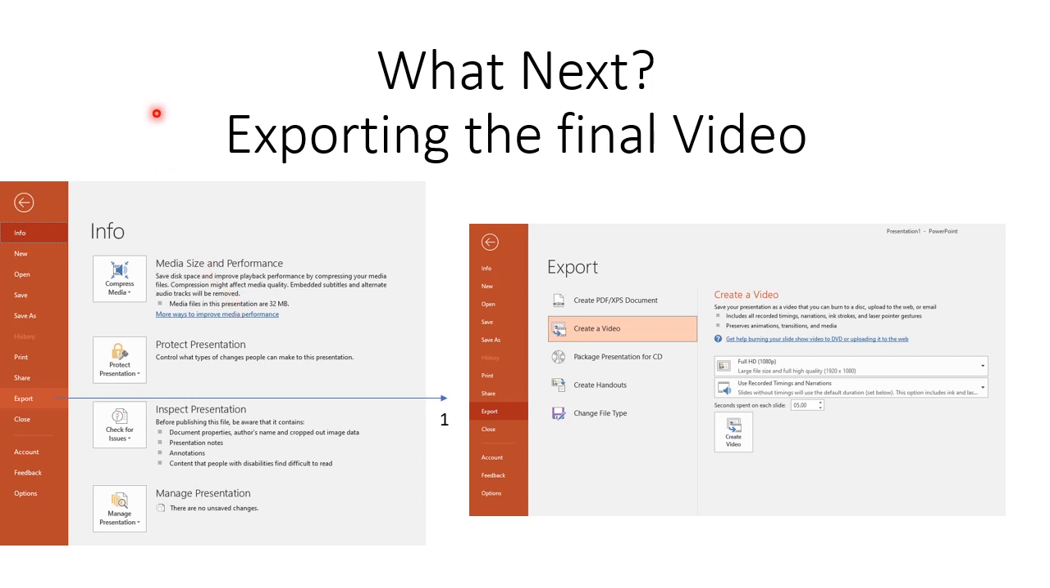Once you have done the recording, you have to export the final video. You go to the file option and you will find this long menu. From here you select the export option. This is step one, and then when you select the export option, you get this sort of menu where you have to select create a video.